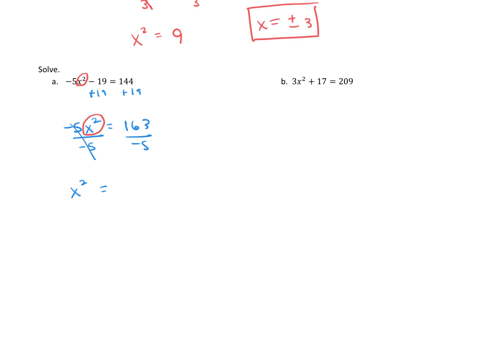Now, what we have here is kind of a random fraction, but what we want to notice is we have a positive 163 divided by a negative 5. It doesn't divide evenly, but that is going to be a negative fraction, because a positive divided by a negative gives us a negative. So what number can we square to get a negative result? No number. Remember, every time you square something, we should have a positive answer. When that doesn't happen, that means there is no real solution.